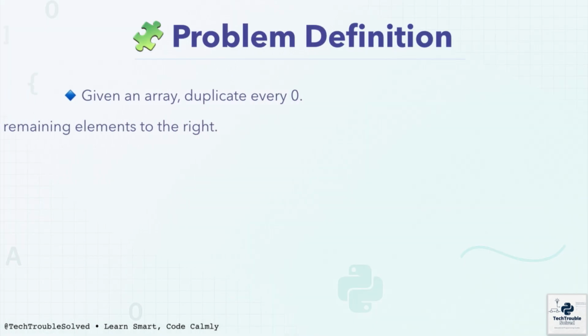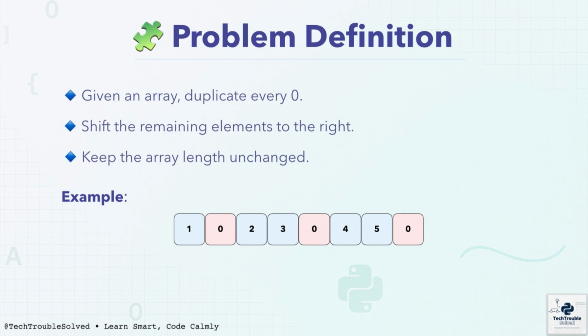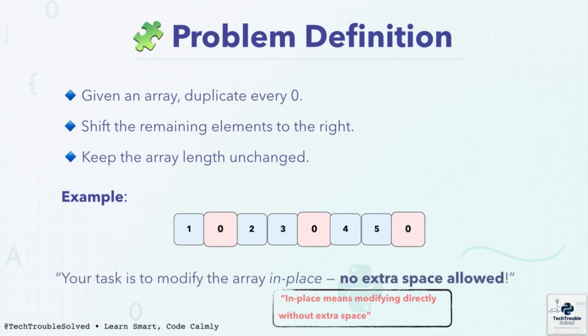Alright, here is our challenge. We are given an array, let's say 10230450. Our task is to duplicate every zero in this array. Sounds simple, right? But here is the twist. The array's length cannot change. So every time we add a new zero, something else must shift to the right.